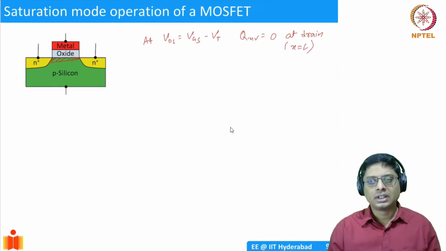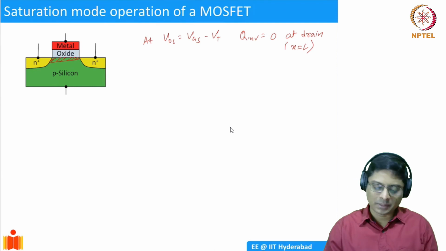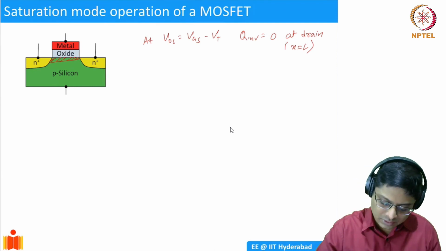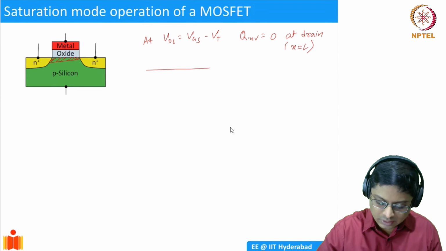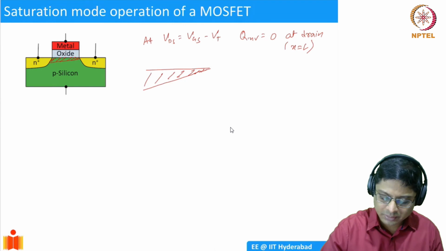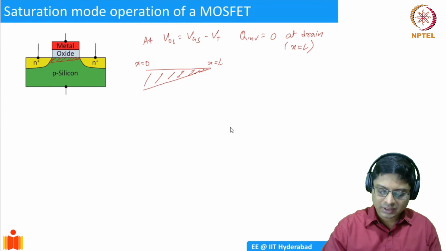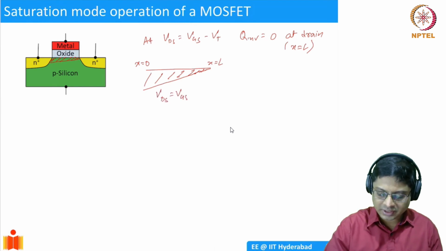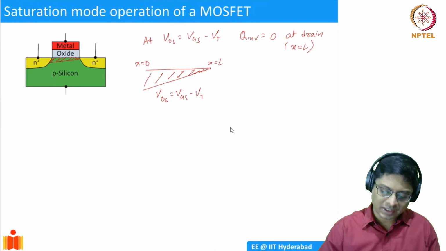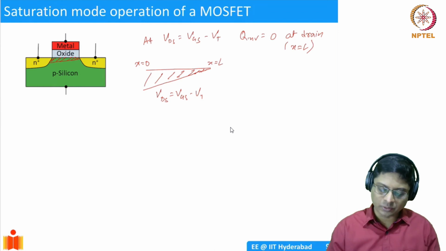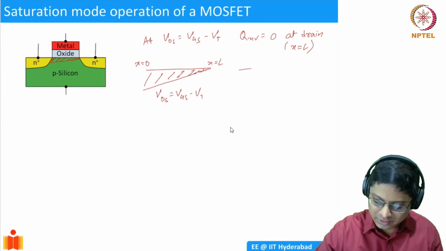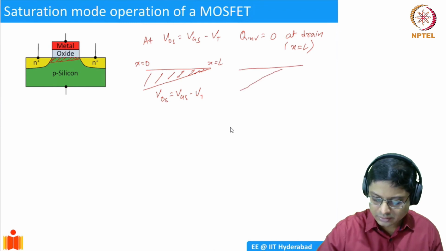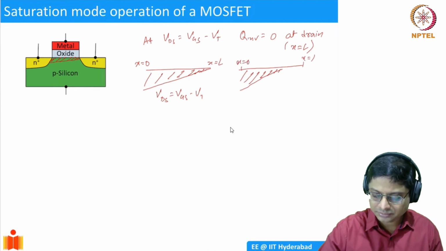Okay. If you further increase VDS, what happens is, let me just draw the L. So this is my Q inversion. This is my X equal to 0, X equal to L. Okay. This is at VDS equal to VGS minus VT. But if I further increase my drain voltage, then I'll have a scenario where I'll have it like this. This is my X equal to 0. This is my X equal to L.